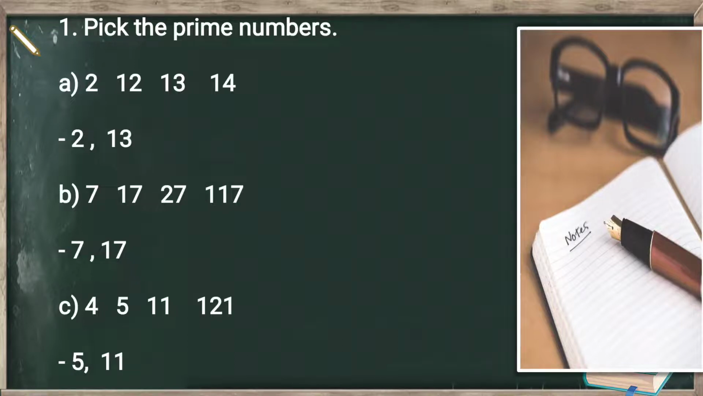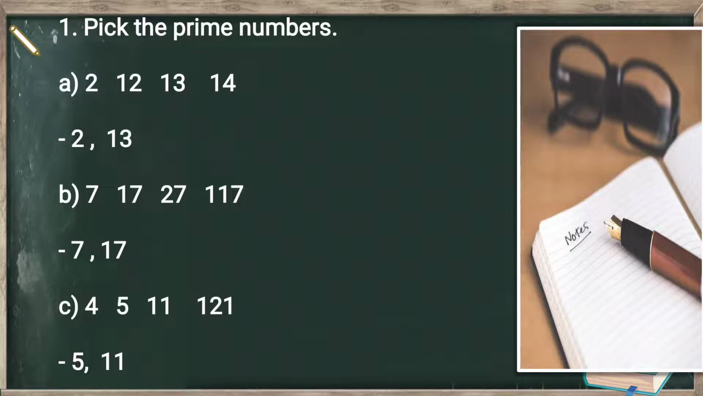B part: 7, 17, 27, 117. The answer is 7 and 17. 7 and 17 are the numbers which are not divisible by any other number. These are divisible by itself and 1 only, because 27 is also divisible by other numbers, 117 also, so they are not prime numbers here.